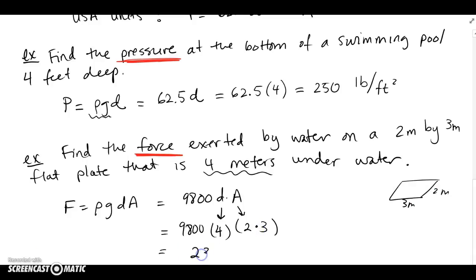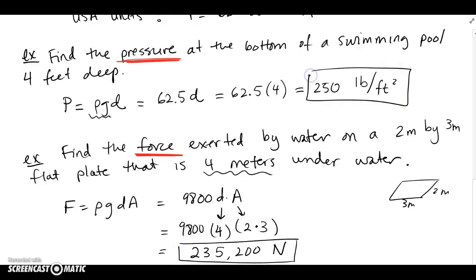And that gives me 235,200 newtons. I was looking for a force. So both of these simple examples, because all we're dealing with is a flat plate submerged in water. Pressure on it, simply rho g d. Force on it, rho g d a. What I need is the distance below the water and the area of the flat plate that I'm looking at.